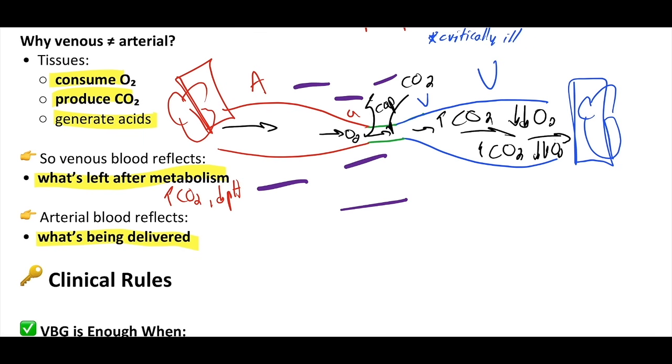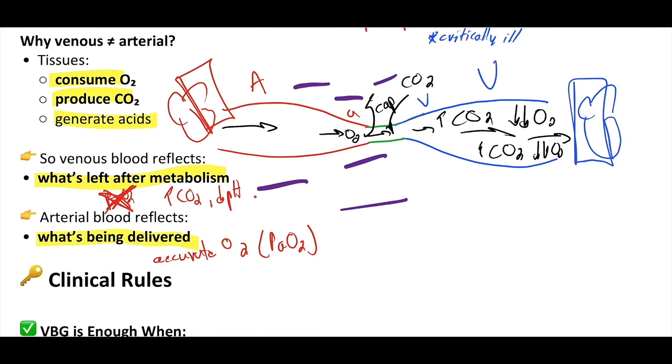And that's why this is going to be accurate for oxygen in the arterial blood. That was a bad misspeak. Let's just say it again. In the arterial blood, the oxygen levels are going to be accurate, so your PaO2 is going to be accurate. In the venous blood, you can't even use the venous blood to get a PO2. It will not be reflective of your PaO2.